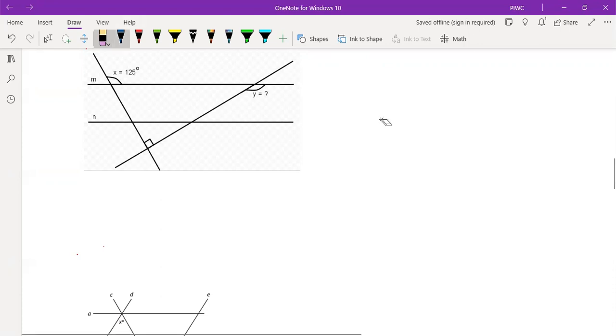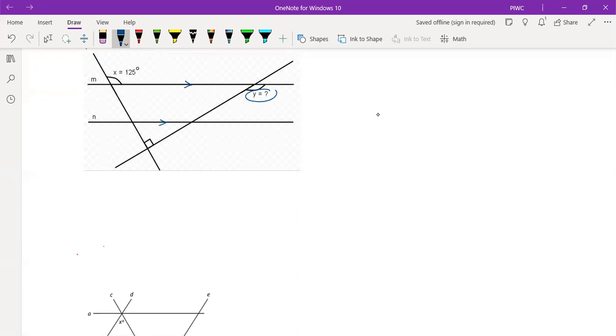So let's assume that this line M is parallel to line N, right? So these are two parallel lines. Let's use the arrow to indicate that. Now I want to find the angle Y. So what will be the angle Y over here? We've been given X equal to 125.